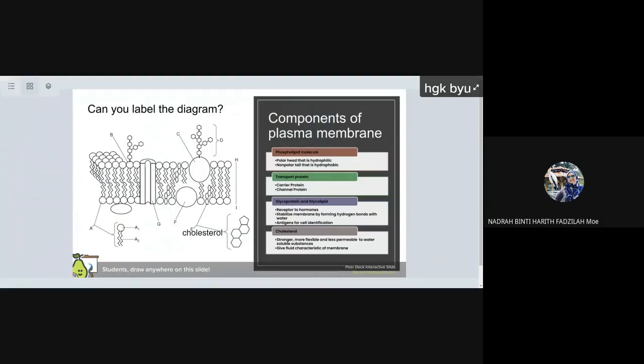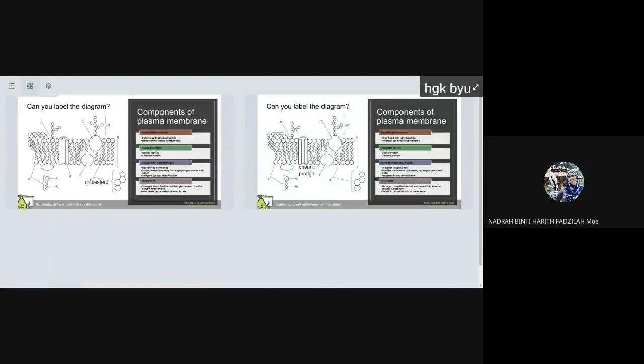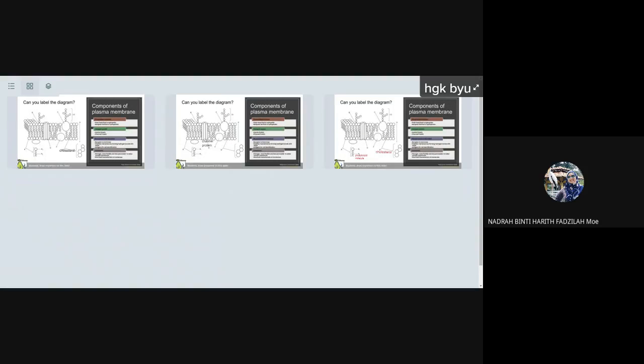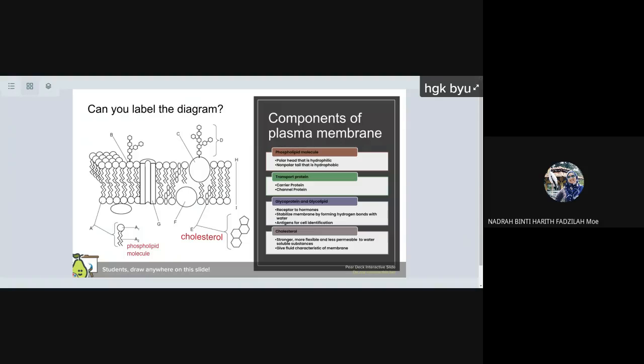Sama juga dengan Damia. Damia, okay, saya tunjukkan dalam Google Meet sekarang. Okay, Damia telah melabelkan channel protein. Very good. Let's take a look at Amalia's answer. So Amalia, dia dah label phospholipid molecule. Bagus. Alright.